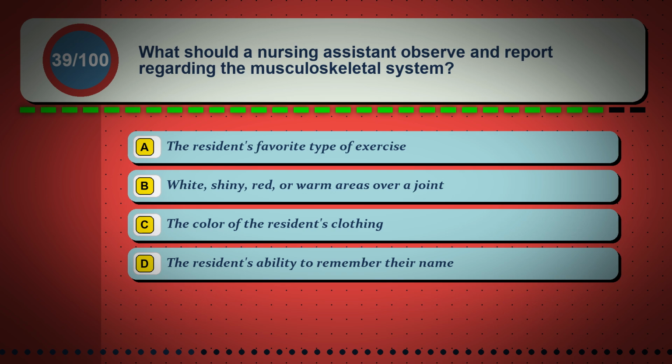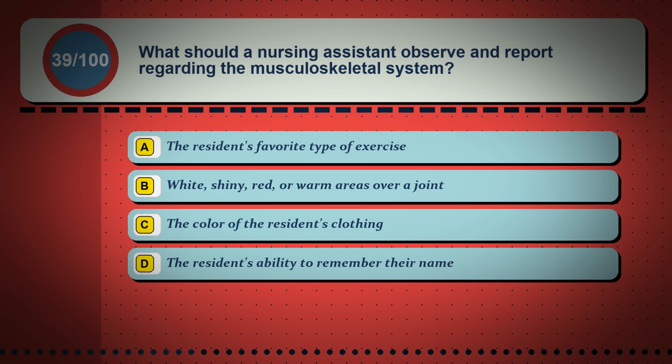Question 39. What should a nursing assistant observe and report regarding the musculoskeletal system? Option A. The resident's favorite type of exercise. Option B. White, shiny, red, or warm areas over a joint. Option C. The color of the resident's clothing. Option D. The resident's ability to remember their name.